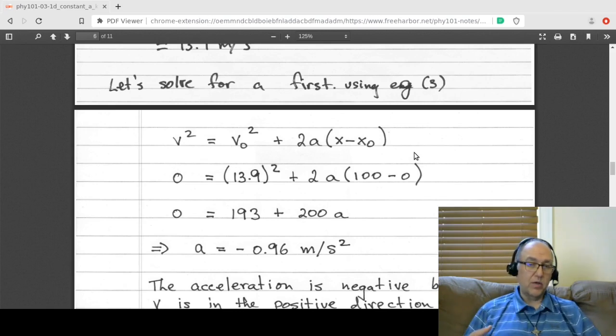You could say, well, do I use equation 1? Do I use equation 2? Do I use equation 3? And then after just doing a few problems, it becomes obvious which one of the 3 equations is the easiest way to go. So again, it's not impossible to do it the other way.